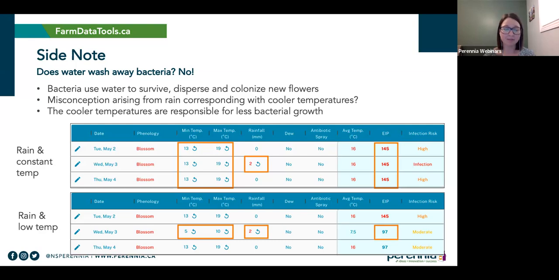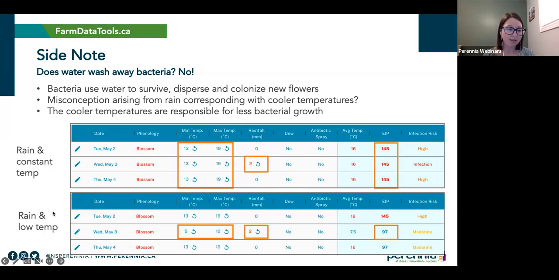So it's actually the cooler temperatures that are responsible for less bacterial growth rather than the water or the wetting event itself. Just to show that in the model here, if you have rain and a constant temperature, so it's a minimum of 13 degrees and a maximum of 19 every single day, and say you do have a rainfall on that second day, you see that the bacterial population is not at all affected by the rain. So it's still there the whole time.